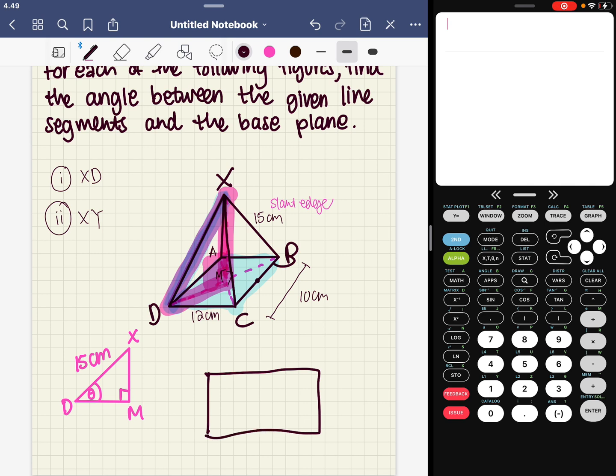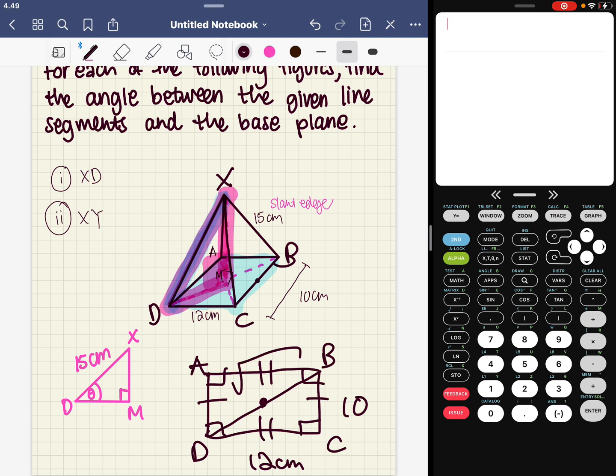Sorry for my sketch here, but this is our base. Let's say A, B, C, D, this is 12 centimeters, and this is 10. And we need DM, but let's do DB first, because this is a right triangle, Pythagorean theorem. So DB is the square root of 10 squared plus 12 squared, that's 244. So DM is half of that, so that's the square root of 244 divided by 2.